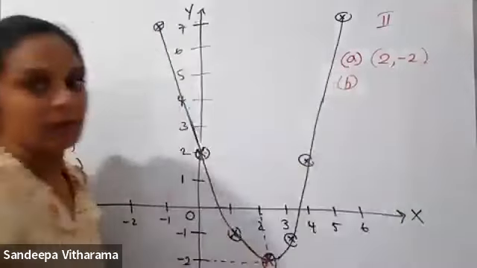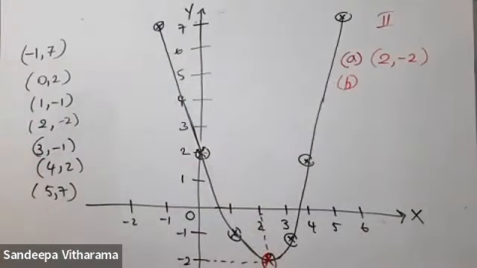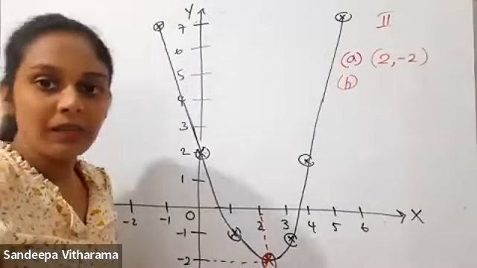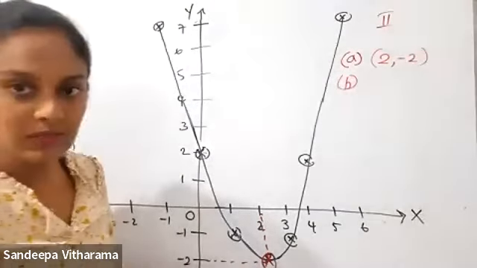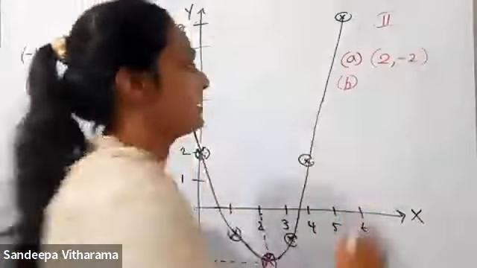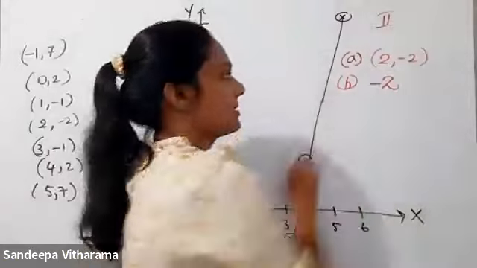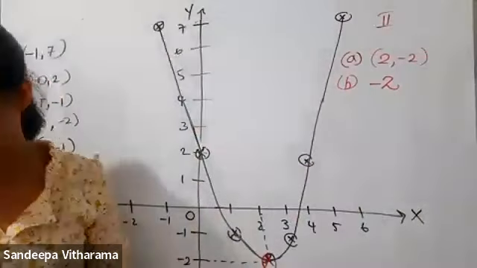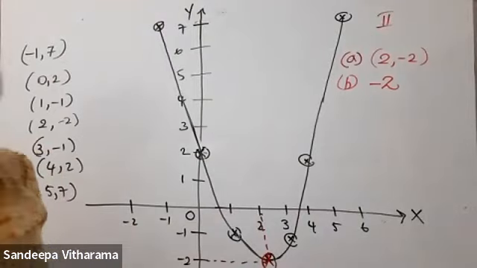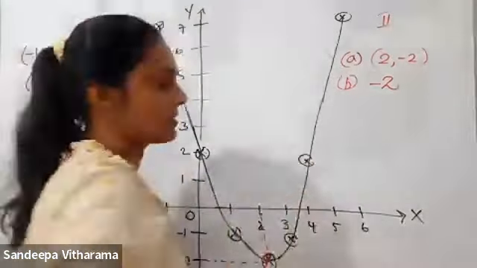In part B, the minimum value of the function. The minimum value is the y coordinate of the turning point. The y coordinate of the turning point is minus 2. This is called the minimum point. Next, the value of x for which the function is 0.